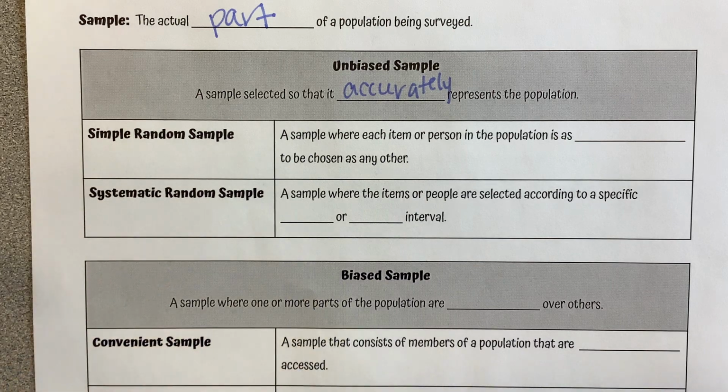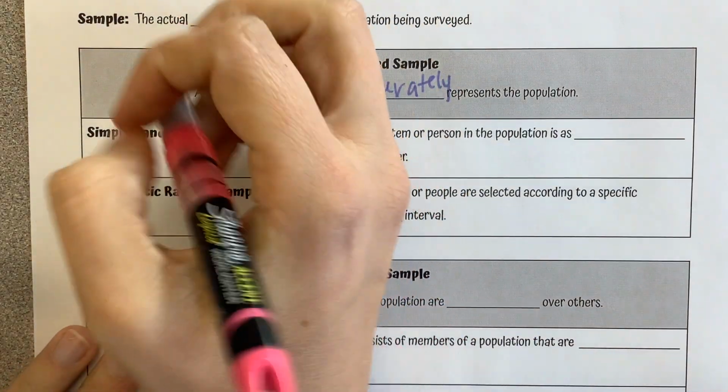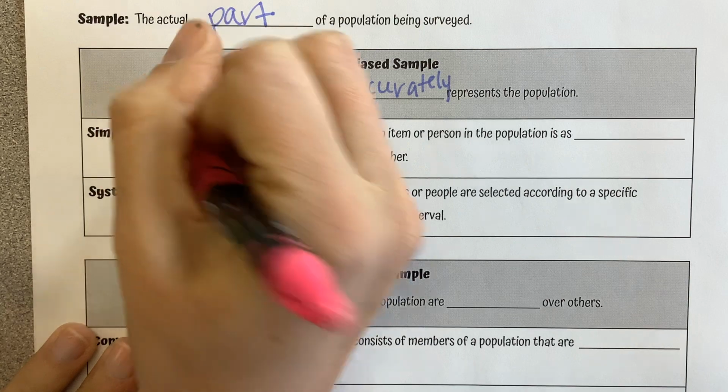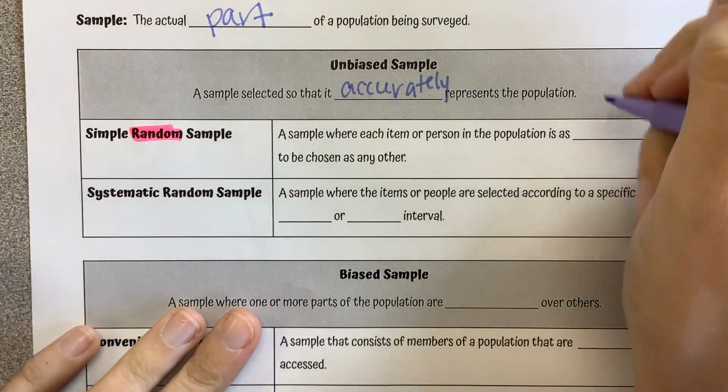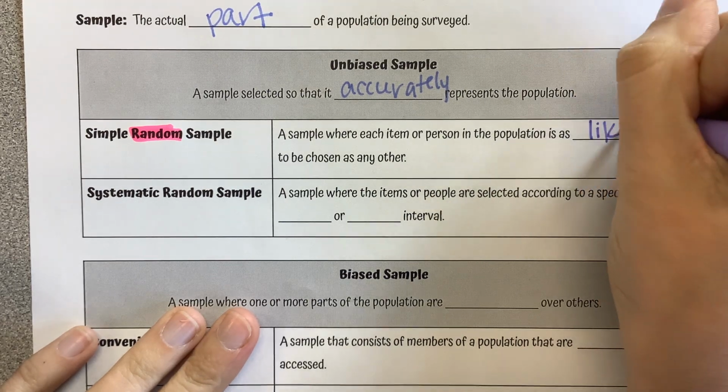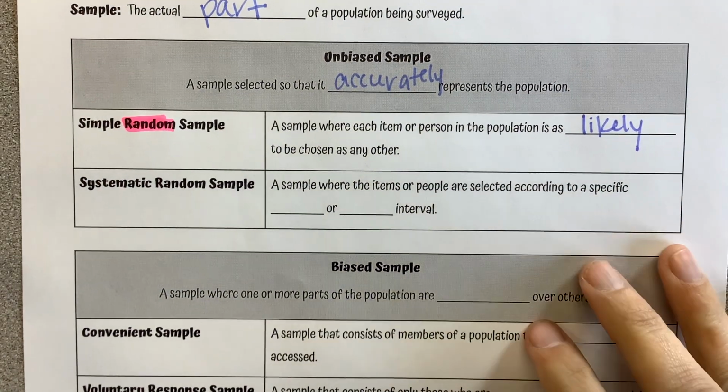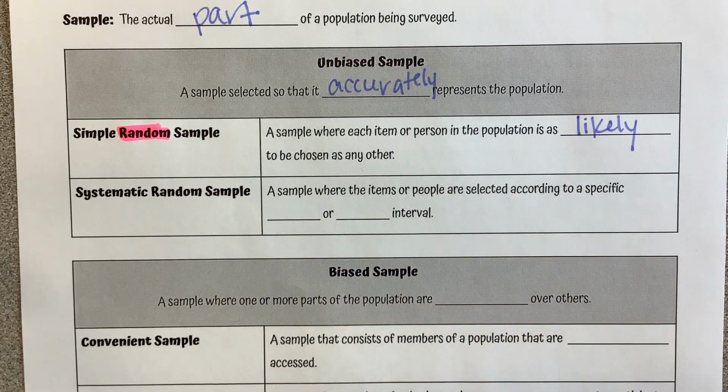So first we have a simple random sample. Key part is it is random. So a sample where each item or person in the population is as likely to be chosen as any other. This can be done in any way, right? Maybe I'm picking names out of a hat. Maybe I am assigning numbers and rolling dice for certain numbers, right? That everyone has a chance. It is random.